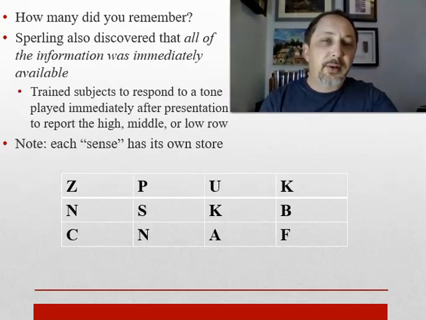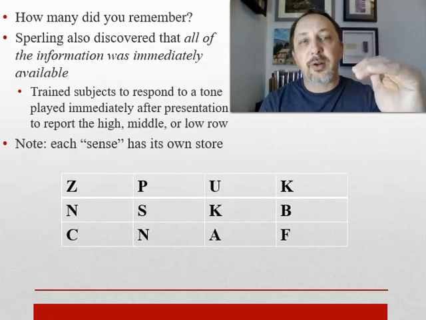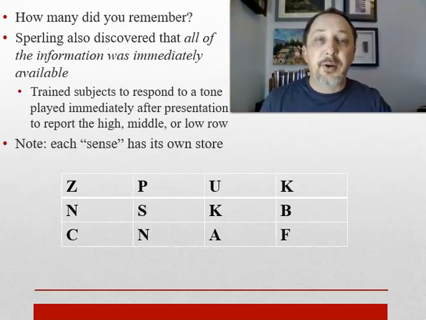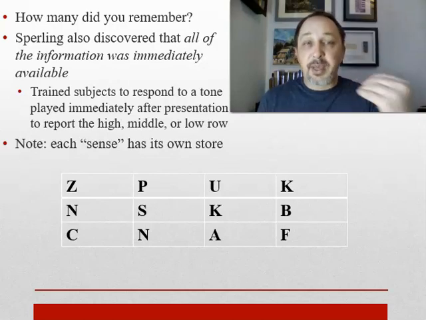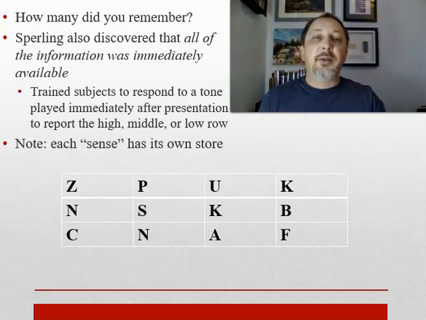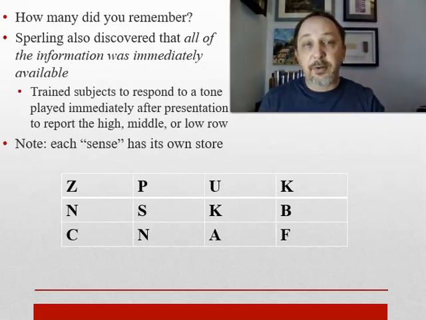What Sperling did was he showed that everything is there temporarily for a very brief time. People would look at the stimulus, and he trained them to respond based on a tone, like a high, middle, and low tone. So he'd play the tone, and then the people would respond only to the line, top, middle, or bottom, based on the tone. And what he did was he played the tone after they saw the array.